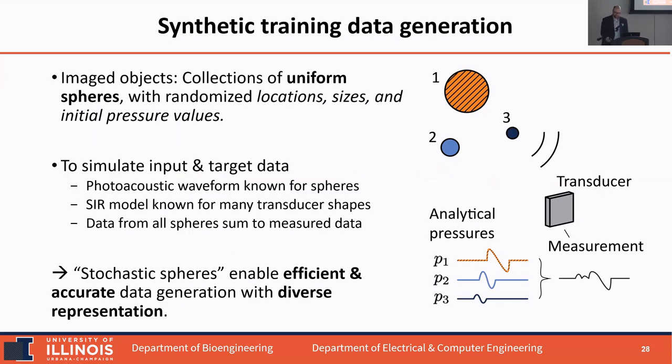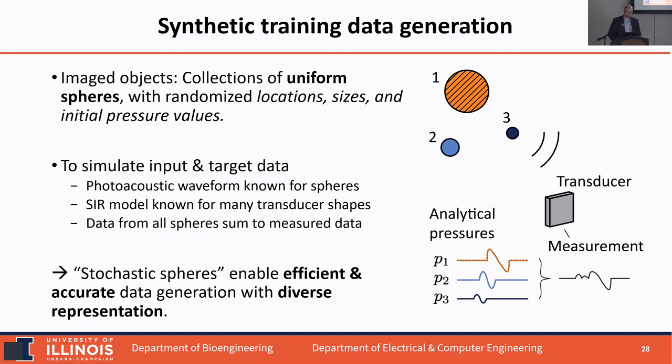Okay. So the way we generated synthetic data was by using a stochastic spheres model, where essentially we were able to generate spheres of varying radii, varying number, and varying location, and create large ensembles of objects comprised of those spheres. The good thing about using spheres is that we can analytically compute the pressure wave field generated from them. And if we know the SIR kernel of our transducer, then we can relatively easily compute the synthetic data that would be measured by that finite size transducer. So in this case, we synthesize the pressure signals generated by these three spheres, degraded by the transducer size, and then we simply add them up.